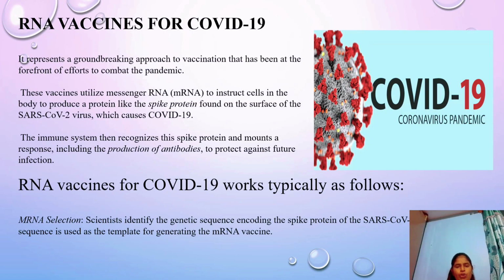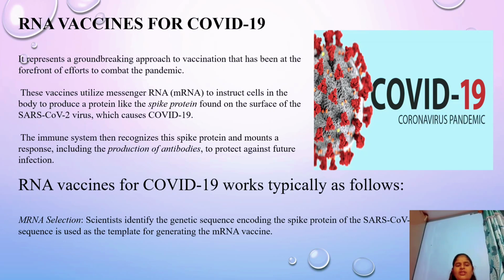RNA vaccines for COVID-19. It represents a groundbreaking approach to vaccination that has been at the forefront of efforts in combating the pandemic. These vaccines utilize messenger RNA, mRNA, to instruct cells in the body to produce a protein like the spike protein found on the surface of the SARS-CoV-2 virus, which causes COVID-19.